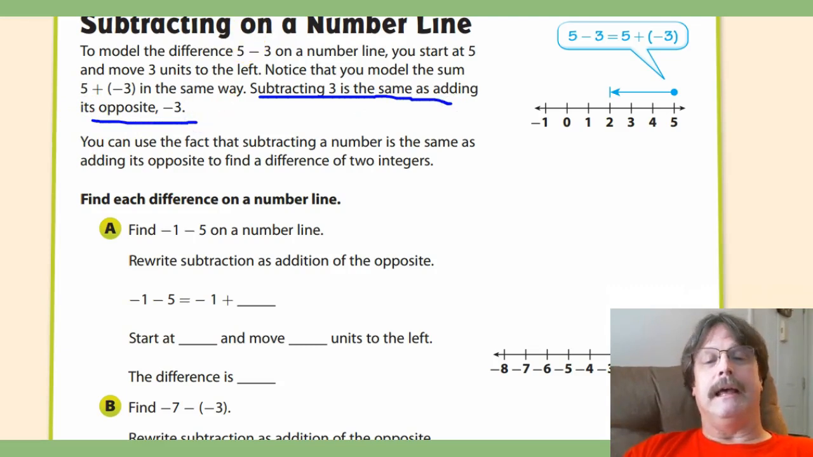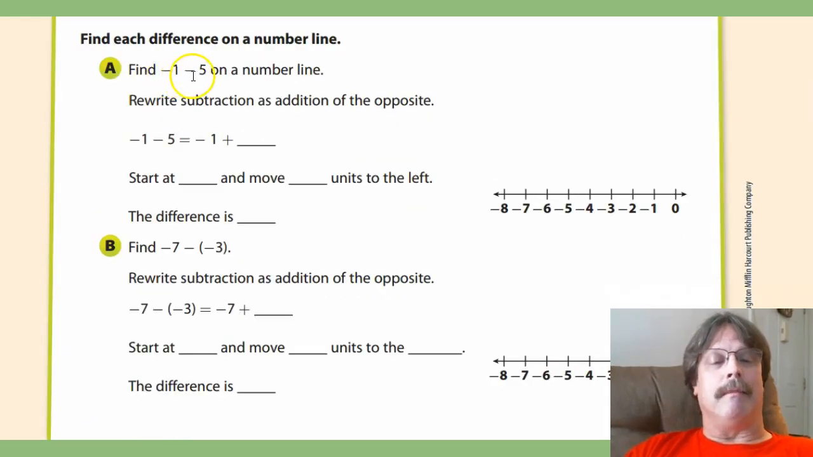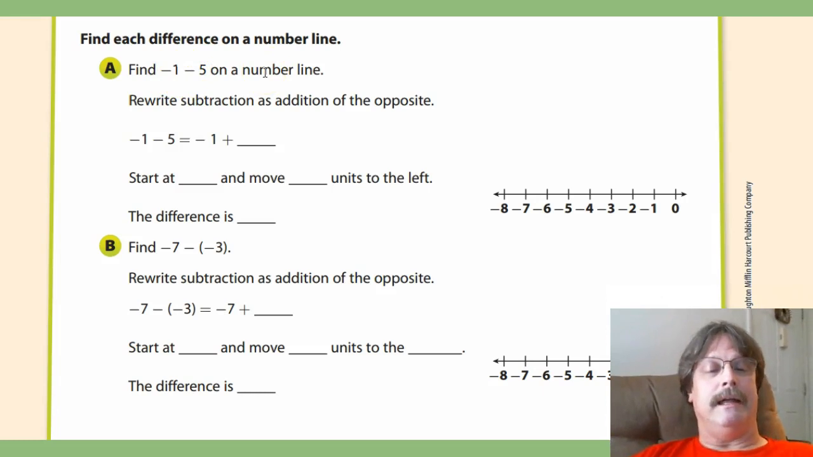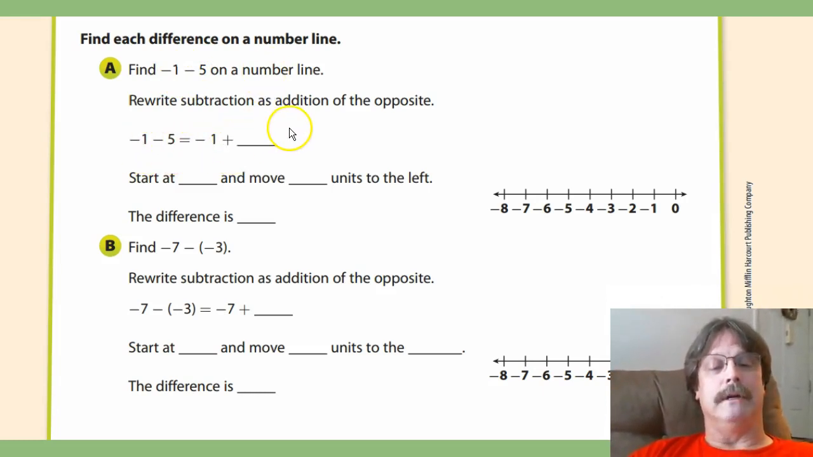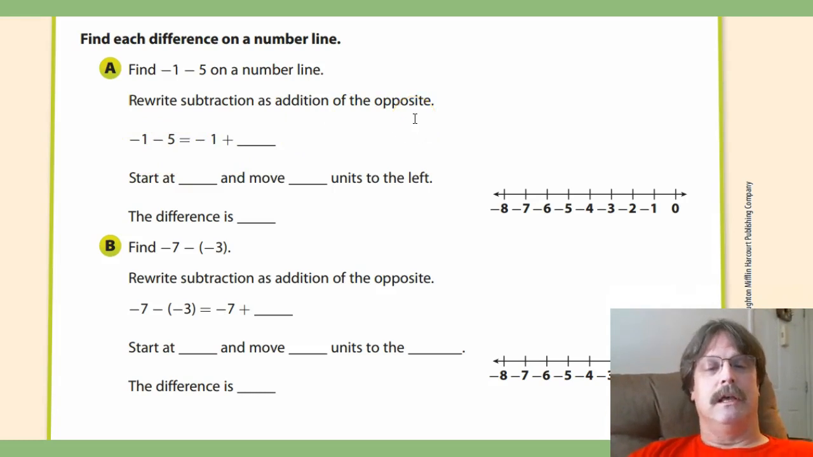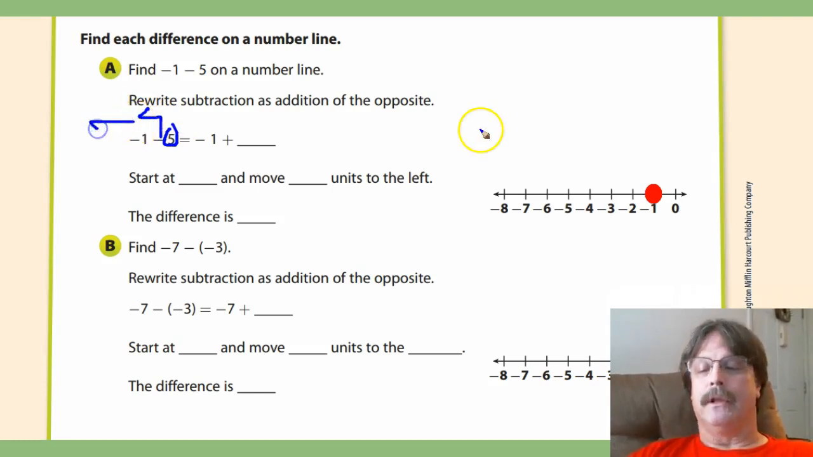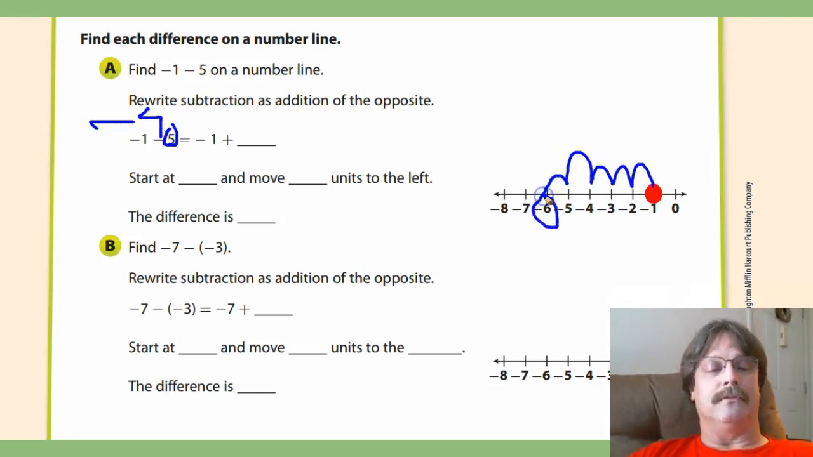So now if we go ahead and we work on this first example here, find negative 1 minus 5 on a number line. They're showing you how to rewrite it using the additive inverse. Okay, so let's take a look at this. Start at my negative 1 there. I'm going to subtract, which means I go that way, and this is a positive 5. So I'm going to continue to go in that direction. Okay, so then I go 1, 2, 3, 4, 5, and I show up here at negative 6.